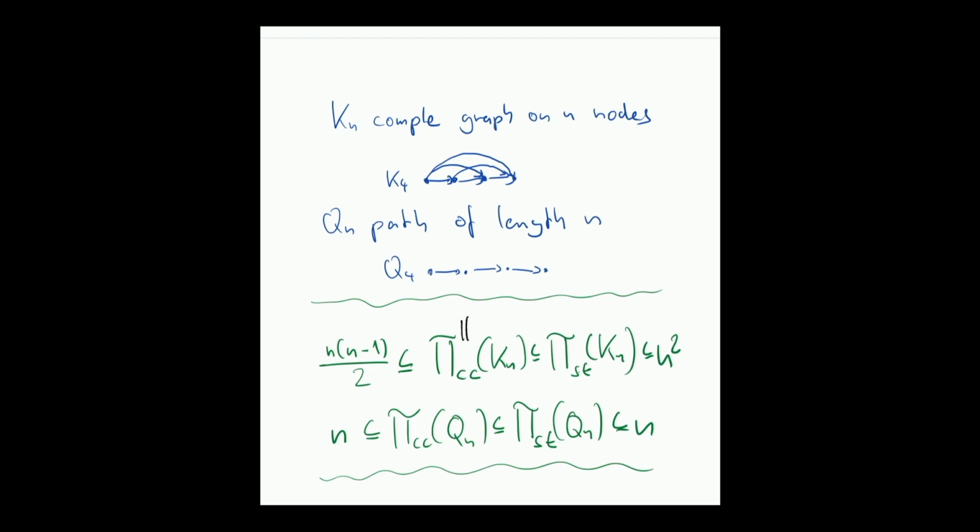What about the path? The path is actually quite easy to pebble. We don't have magnets, and magnets would be good. How would you pebble a path?